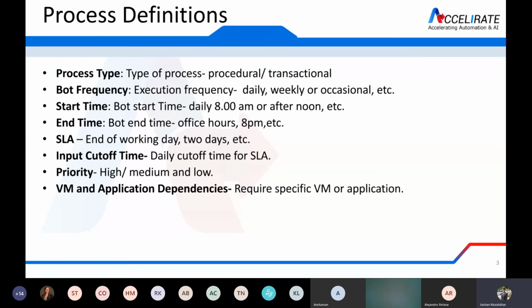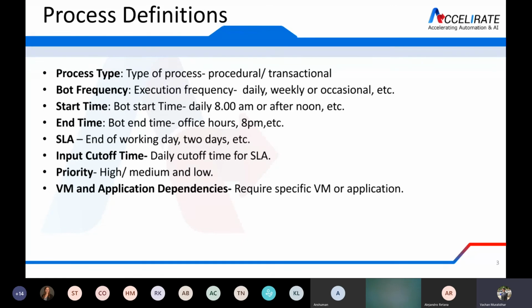So, the process definitions. The first factor is the process type. The process type is whether the particular process is transactional or procedural. Transactional processes execute different transactions again and again. The same workflow might have a large number of transactions on a daily basis, executing the same workflow for different transactions. Procedural processes are more related to a certain process which can be operated on a periodic basis, for example, running monthly reports or weekly reports. The bot frequency is when we are executing a bot, whether daily, weekly, or occasional.